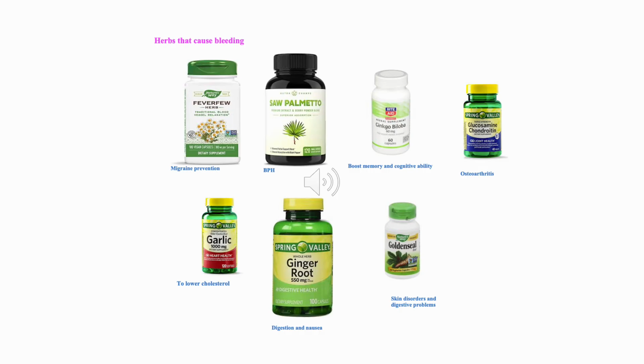Garlic, they take that to lower cholesterol. Ginger root is for digestion and nausea. And then goldenseal is for digestive problems and skin disorders. But those are the reasons people take these herbs. So you might have to do a history to see if they're taking any of these, if they come in with stroke symptoms.